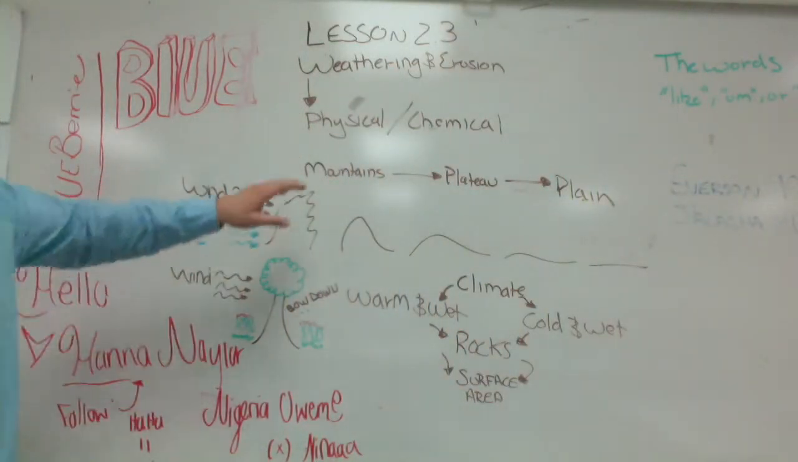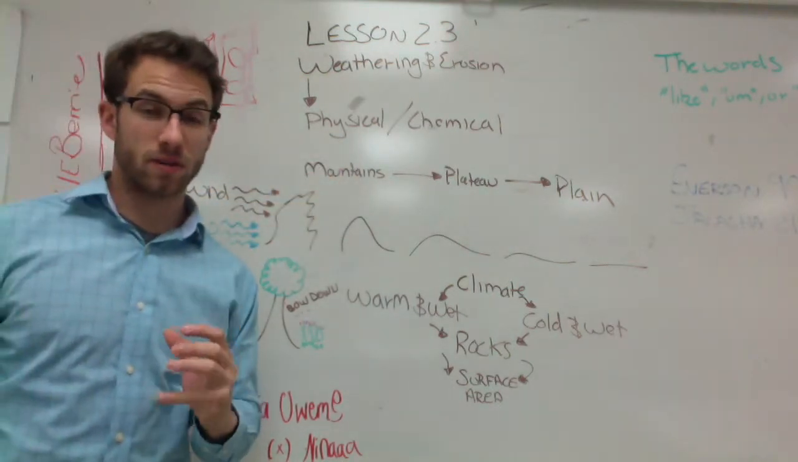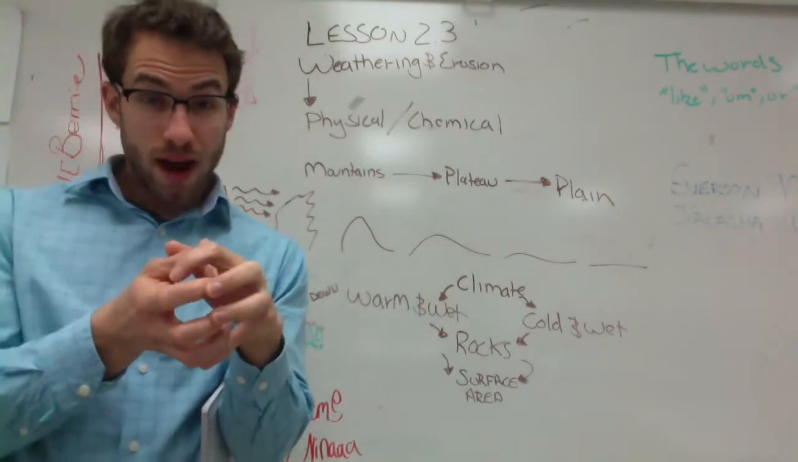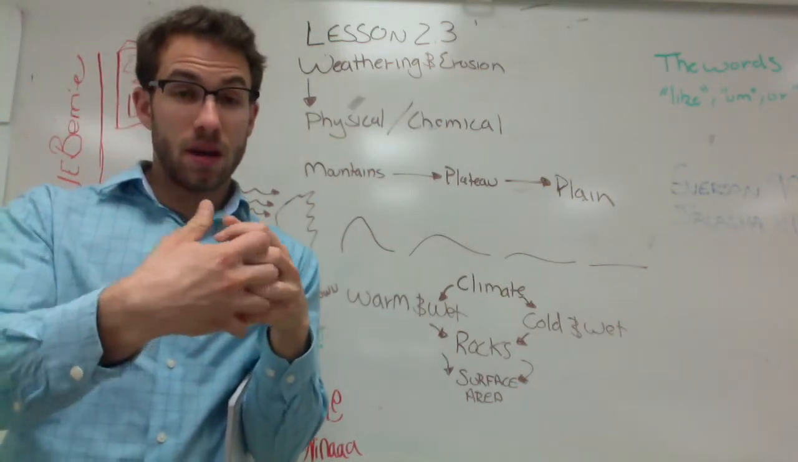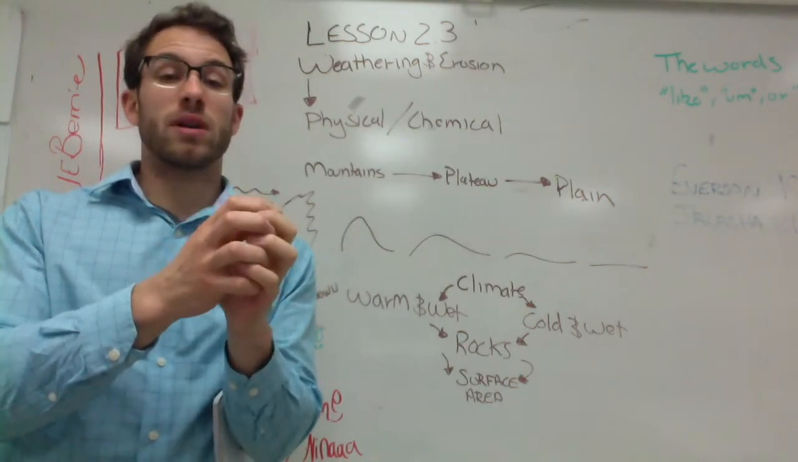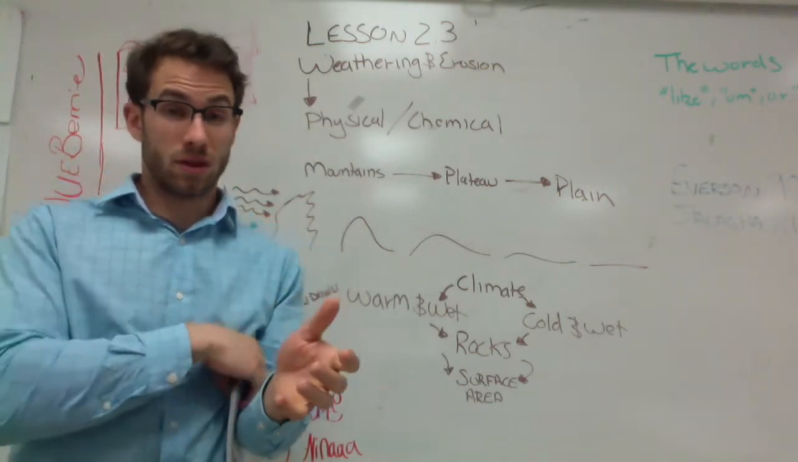Now, some examples of physical weathering that we're going to see is something called frost wedging, which means you take a rock that has cracks in it, and in those cracks, water is going to seep. It's going to freeze, and when water freezes, it gets bigger. So when it expands, it'll break the rock more. Again, that's called frost wedging.